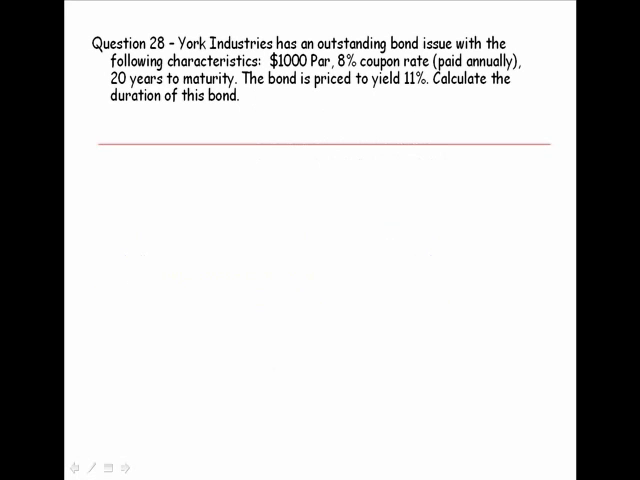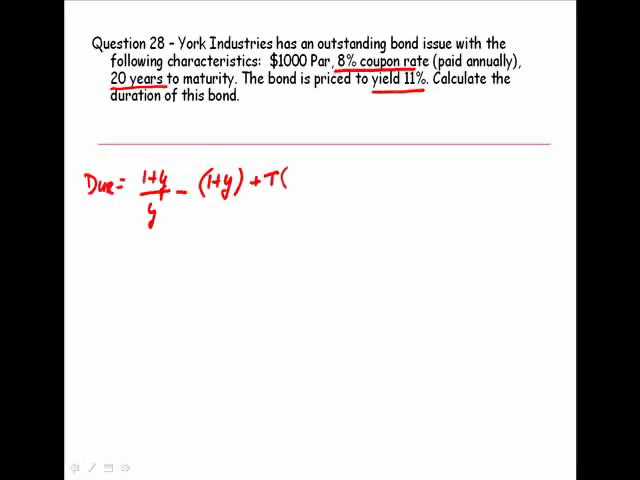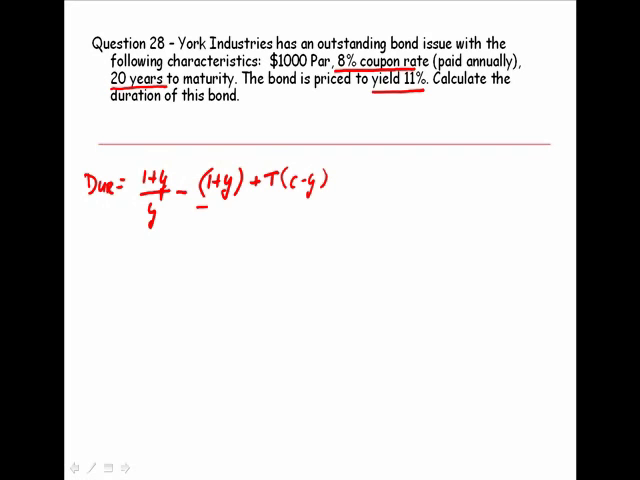York Industries has an outstanding bond issue with the following characteristics. $1,000 par, 8% coupon paid annually, 20 years to maturity, and the bond is priced to yield 11%. Calculate the duration of this bond. Well, let's write down our formula. Bond duration is equal to (1 plus Y) divided by Y, minus (1 plus Y plus T times (C minus Y)) divided by (C times ((1 plus Y) raised to the T power minus 1) plus Y).